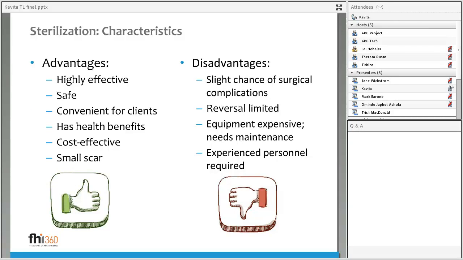Sterilization has quite a few advantages. As I mentioned, it's highly effective, it's very safe, it's very convenient for clients, especially postpartum, it has health benefits that I will discuss later, it's cost effective, and unless it's done at the time of cesarean delivery or some other surgery, the scar is very small. In terms of disadvantages, there is a slight chance of surgical complications. The ability to reverse the tubal ligation is limited, and for some procedures, particularly laparoscopy, which I'll mention on another slide, the equipment is expensive and needs maintenance. And experienced personnel are required, although, as you'll hear in the next talk, for some procedures such as mini laparotomy, you don't need highly skilled surgeons.